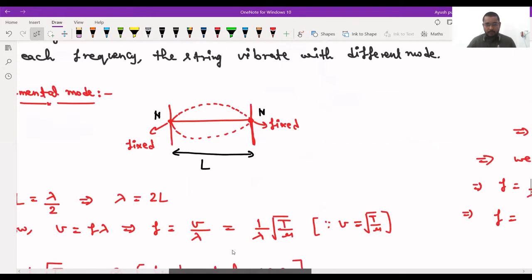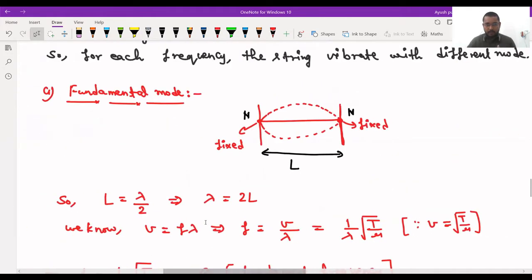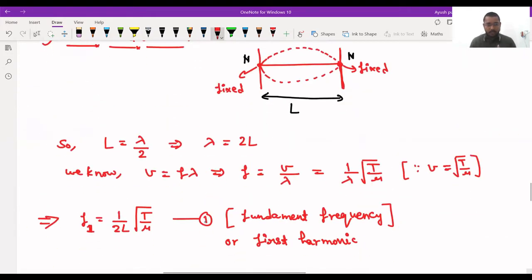And this is the original slide. So we got this formula, right? We got this formula that we just tried. If the standing wave or the string is vibrating with this frequency, F equal to 1 upon 2L root T upon mu, we call this frequency the fundamental frequency, or we also call this the first harmonic.